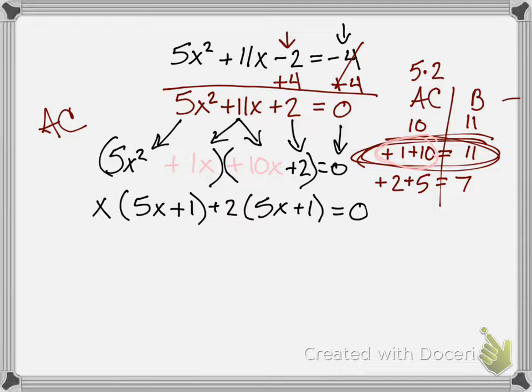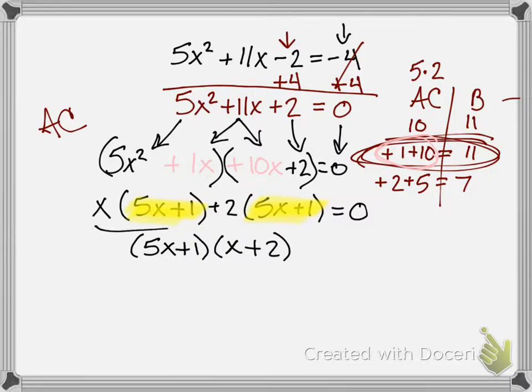From here, we have our two groups that are exactly the same. So that means we did our AC method correctly. So I'm going to factor out that group that is the same. My second group is going to be my two GCFs that are left over, the x and the plus 2. So that is our AC method.